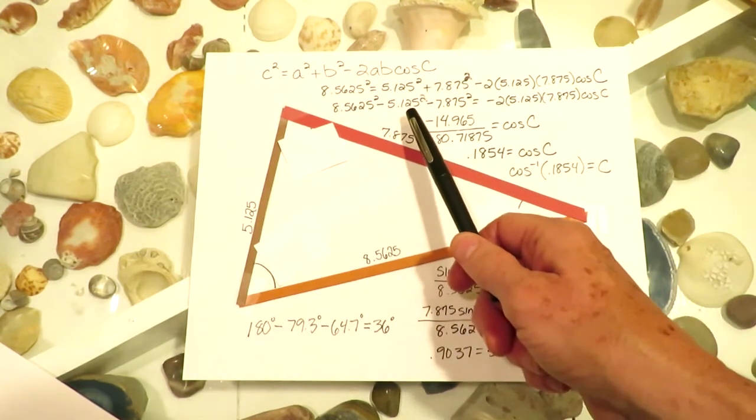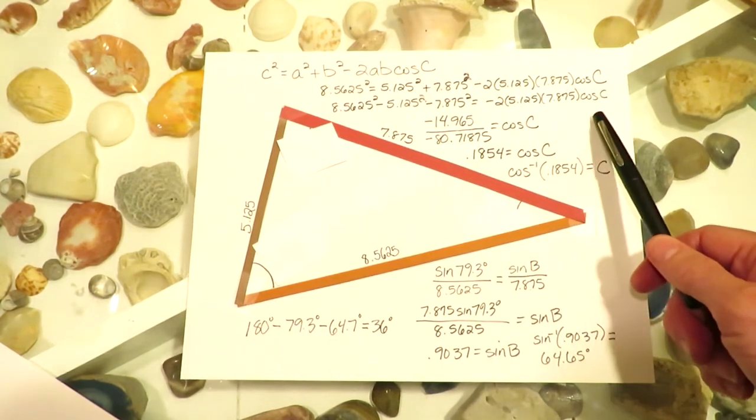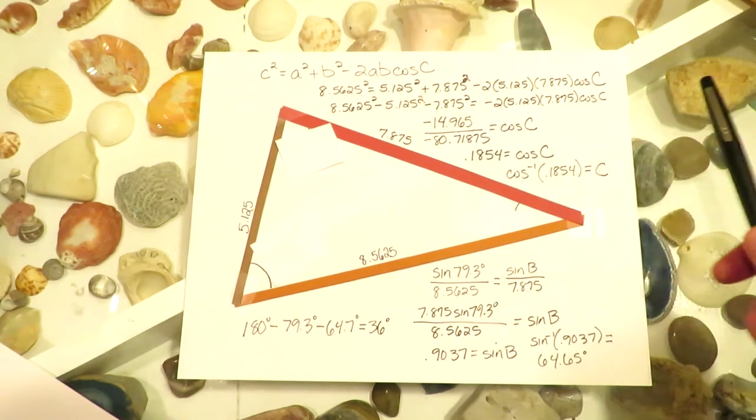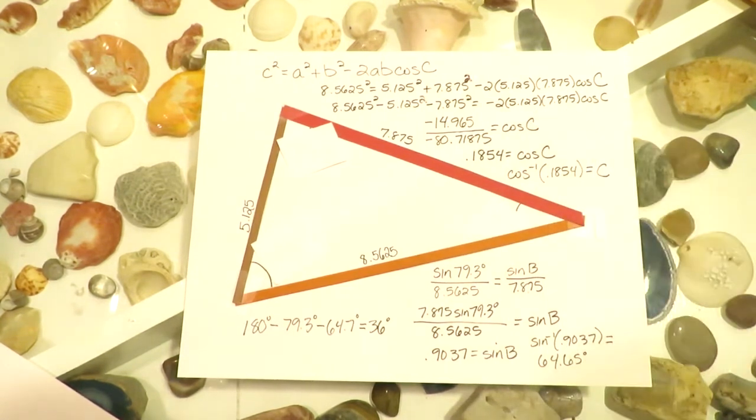First, subtract these two values. Don't subtract this one because it's multiplying cosine of angle C, so I can't subtract it like I can the other constants. So I subtract the two constants, I get negative 14.965. If you multiply the 2 and the 5.125 and the 7.875, you get 80.71875, but then there was a negative multiplying that. So I divide by the 80.71875. Again, that's this product. That gives you cosine of C.